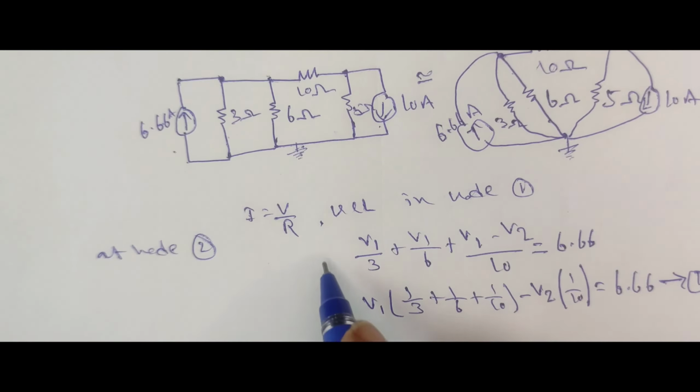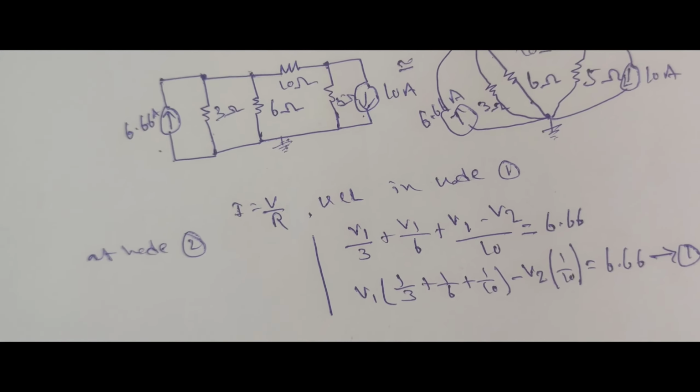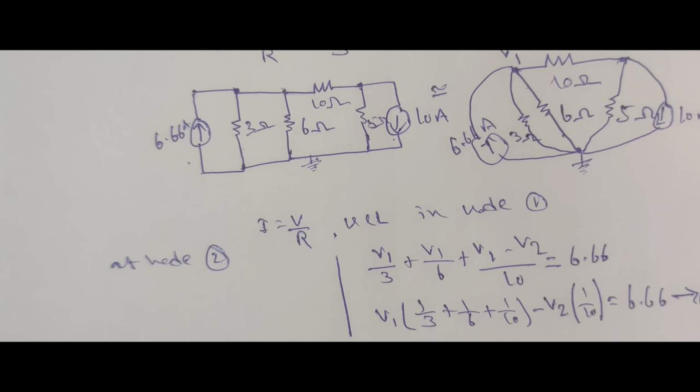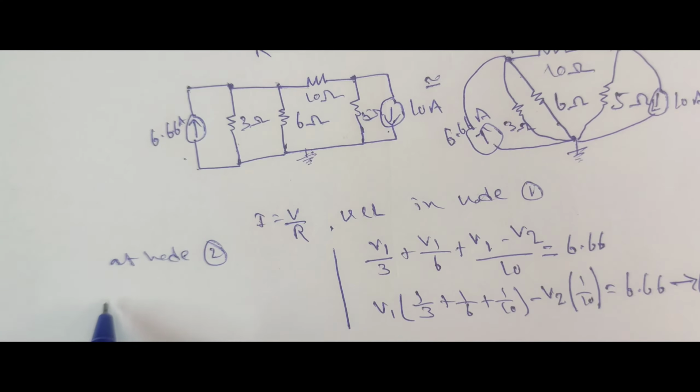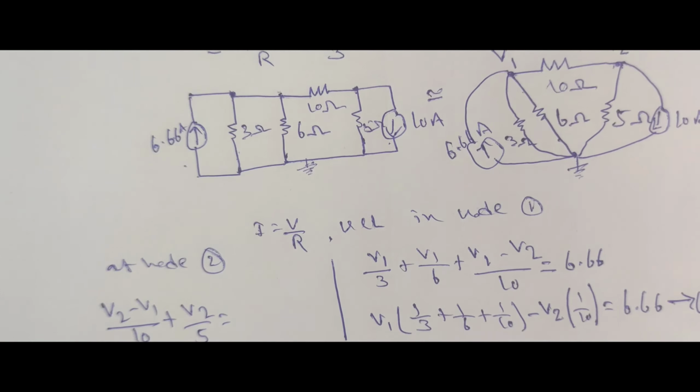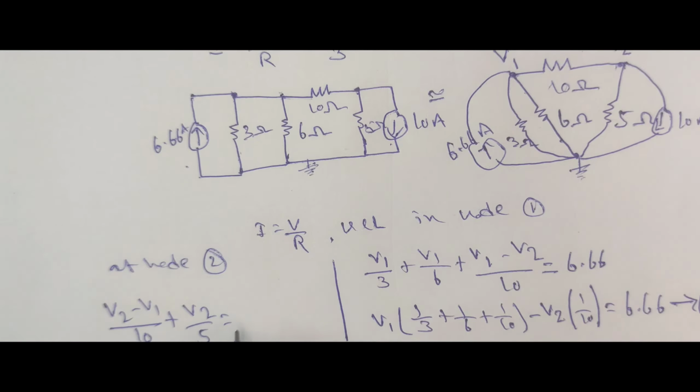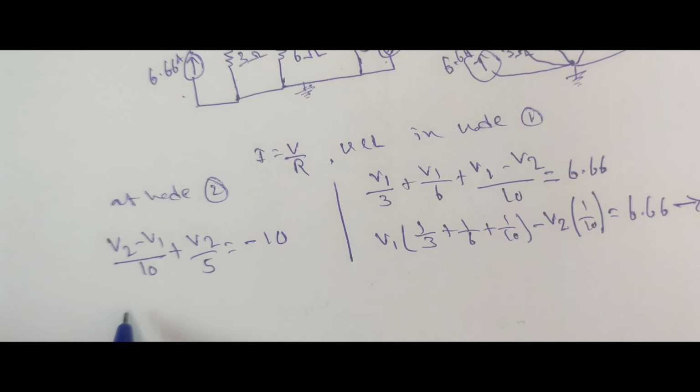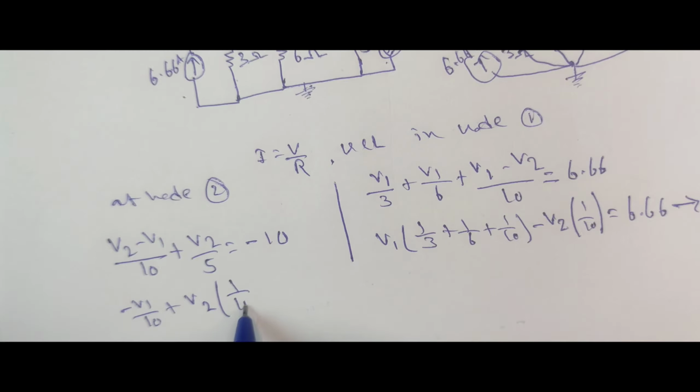For the visibility I am writing both the equations side by side. For the first one, (V2 minus V1) by 10 plus V2 by 5. Here we have a current, but this current is away from the junction, so I am taking that as minus 10. Now it is minus V1 by 10 plus, taking V2 common, (1 by 10 plus 1 by 5), which is equal to minus 10. This is equation number 2.